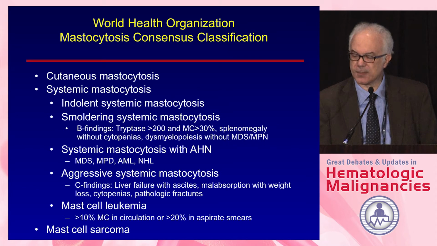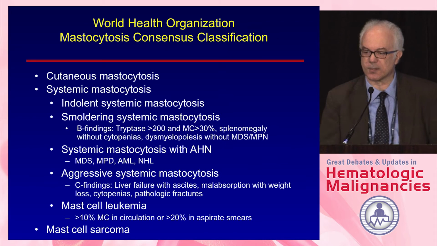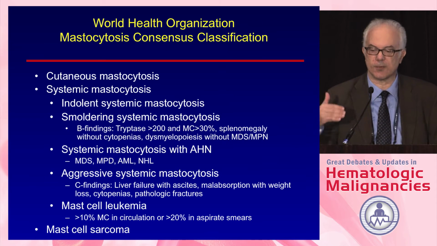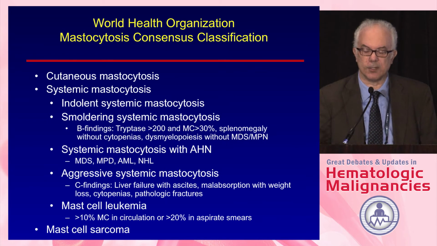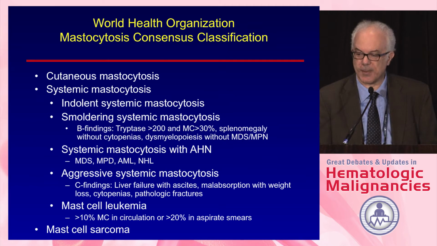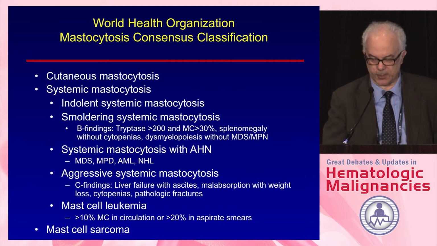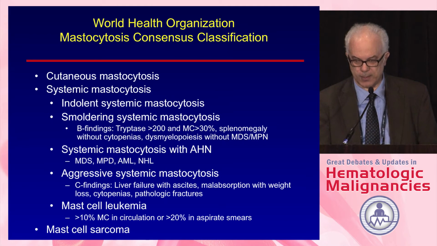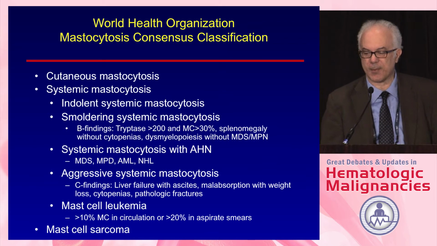And then there is this transitional category called smoldering systemic mastocytosis, which denotes patients with high degree indolent mastocytosis with high mast cell burden, and those patients may have a high likelihood of progressing into one of these other categories. As opposed to indolent patients, the rate of progression is around 3 to 5%, and it may be up to 10 to 20% in the smoldering systemic mastocytosis.